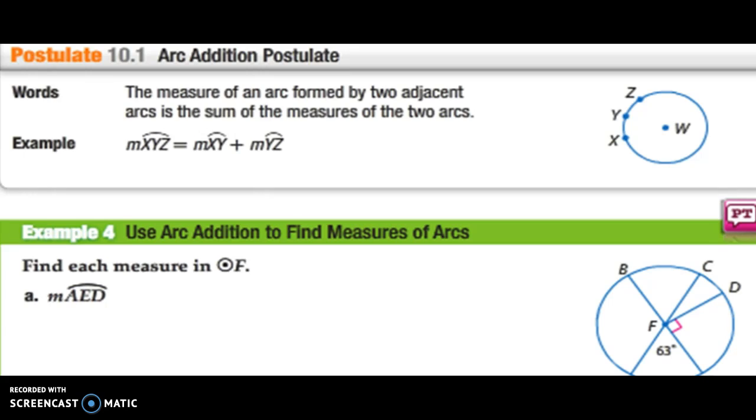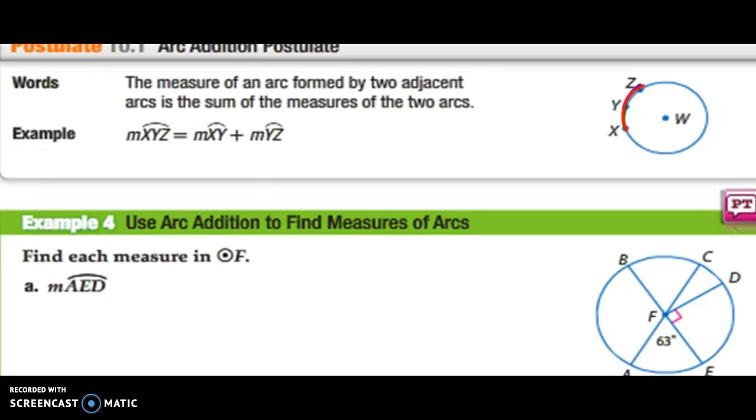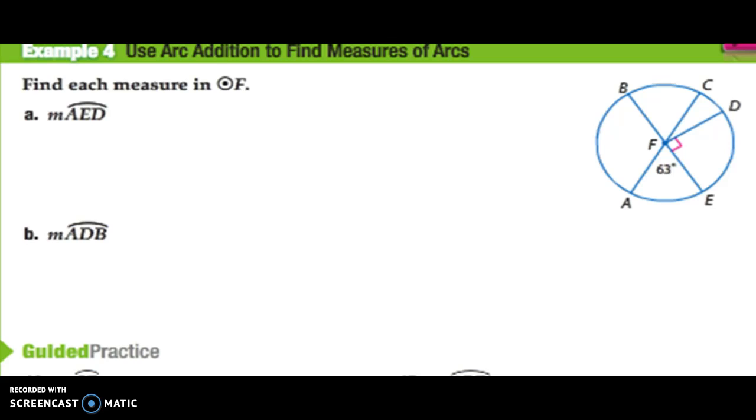Now, we have Postulate 10.1 that says the measure of an arc formed by two adjacent arcs is the sum of the measures of the two. Meaning, if I know what XY is, and I know what YZ is, then XZ is going to be the same as both of them added together. Makes sense, right?